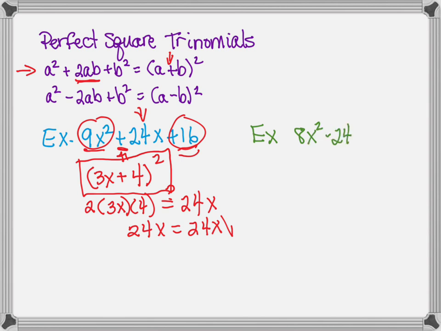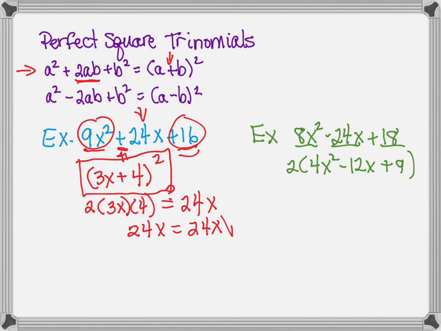Let's look at one more. 8x squared minus 24x plus 18. Well, if we look at our three terms, we have a greatest common factor here. That is 2, so let's factor a 2 out of everything. We end up with 4x squared minus 12x plus 9.